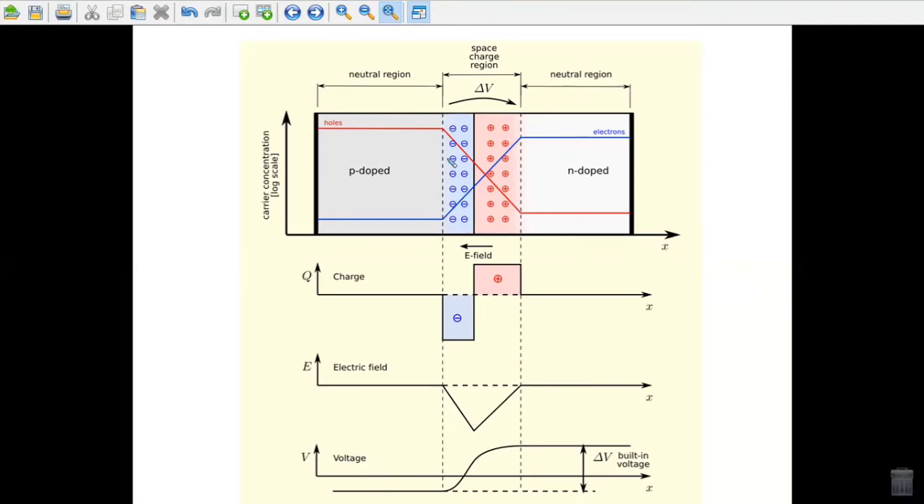Because of this diffusion process, the area around the junction becomes charged positively in the n-doped region and negatively in the p-doped region. This happens because the n-doped region is losing electrons, making the area positive, while the p-doped region is losing holes, therefore becoming negative. The result is that an electric field is generated which opposes this diffusion and eventually reaches equilibrium.